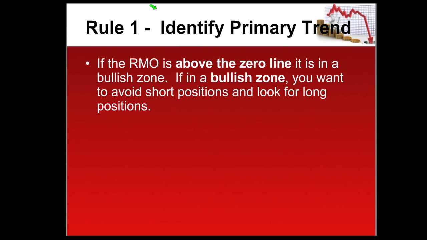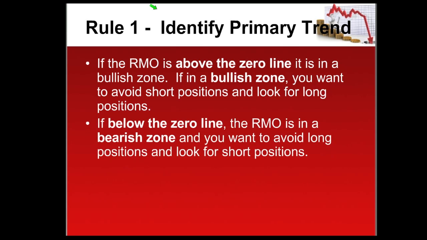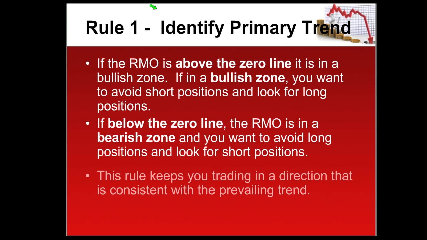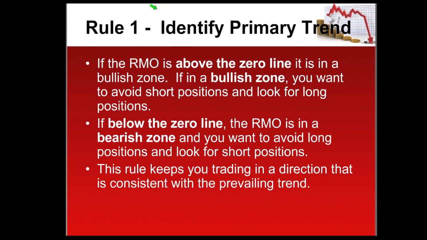All right. So if the RMO is above the zero line, so we've got the green ribbon, it's considered to be in a bullish zone. And that's measuring the primary trend. So we always want to trade in concert with that primary trend. And we're going to want to avoid getting short the market or being bearish when we have a bullish RMO. We're going to want to focus primarily on long type positions. On the other hand, if it's below the zero line, we're in what's called a bearish zone. And we want to avoid getting long the market, and maybe we look for some short positions. What this rule does is it keeps us trading in a direction that's consistent with the prevailing trend.